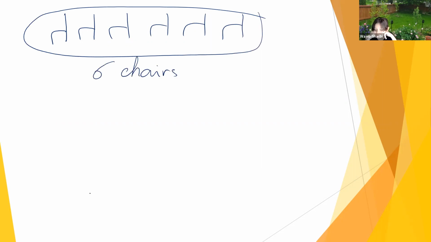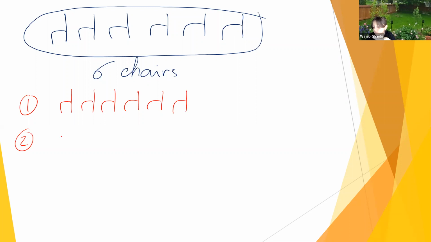We would like to arrange them in rows. How many methods, or how many ways? The first one, we can put them in one row. We can put them in 2 rows. Every row has how many chairs? 3. So this is 1, 2, and this is another row. Yes, we can put them in 3 rows.